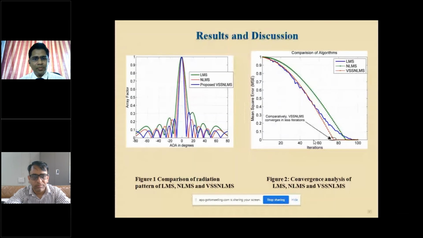In this simulation, we assumed that there are 10 antennas, and the signal of interest, or user direction, is 0 degrees. When the user direction is at 0 degrees, all the algorithms have produced the main beam at 0 degrees only. Whereas there are some other small lobes, from minus 20 to minus 80 side, and plus 20 to 80 side.